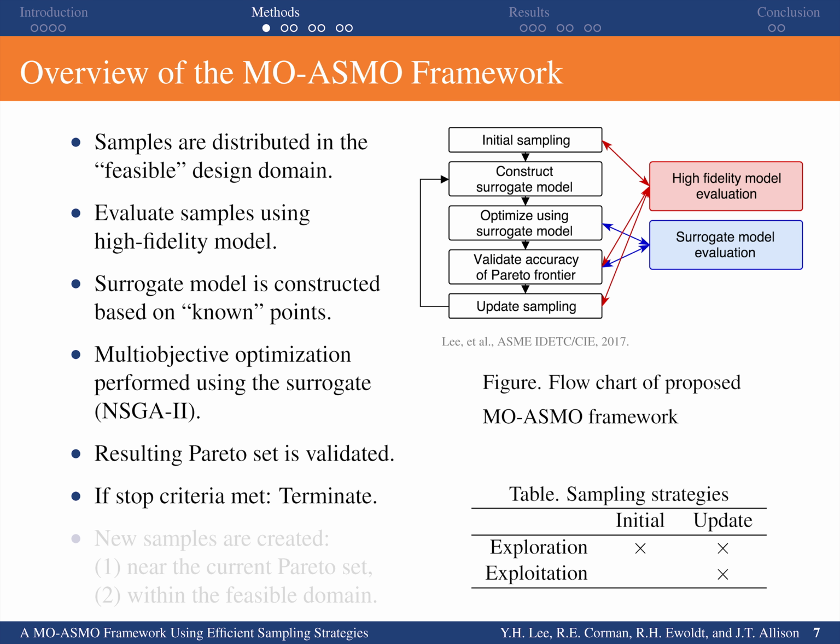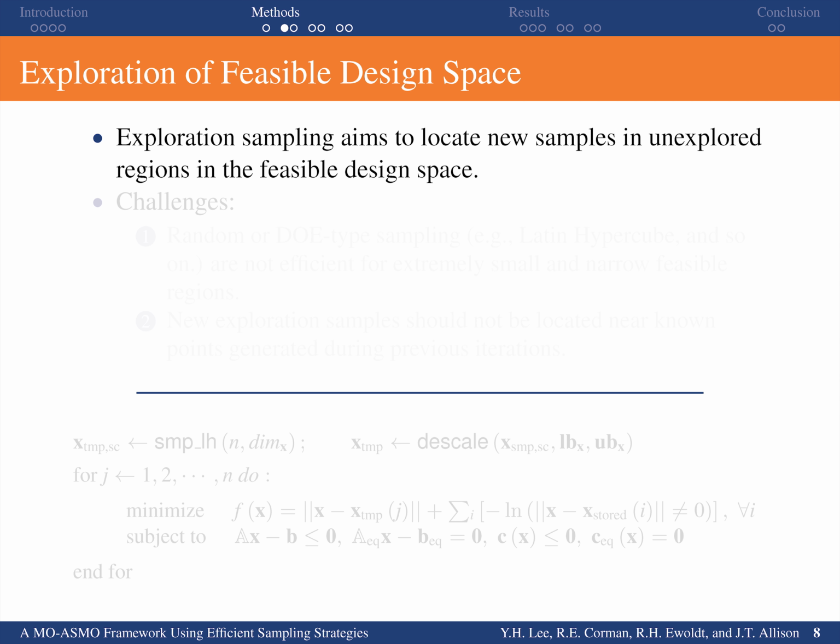Evaluate stop criteria, and if solutions do not meet the criteria, then new samples are created in these 2 ways. First one is exploration, and the second one is exploitation. Let's talk about the exploration sample first. Exploration sampling is performed both at initial and update sampling stages to explore feasible but unknown design space.